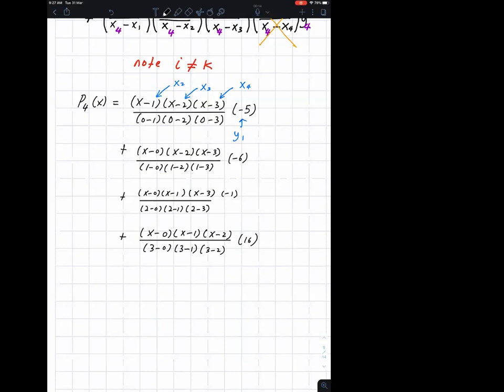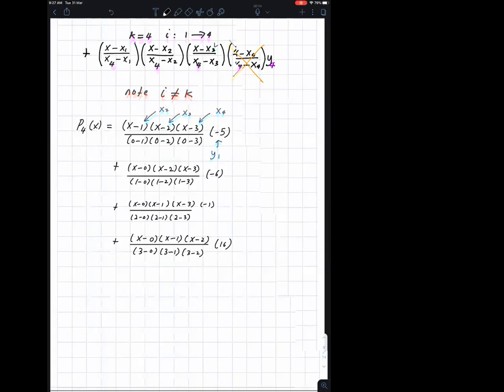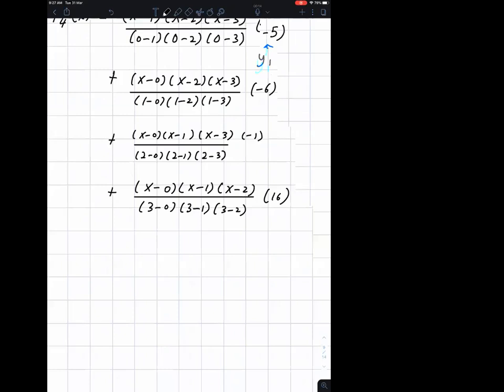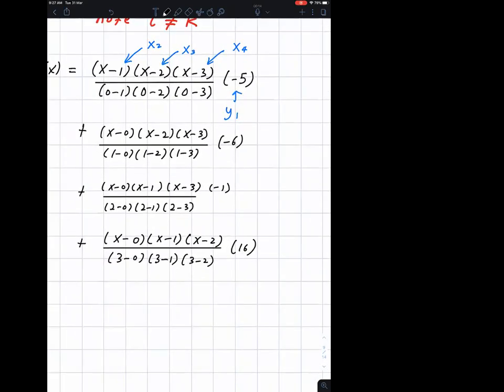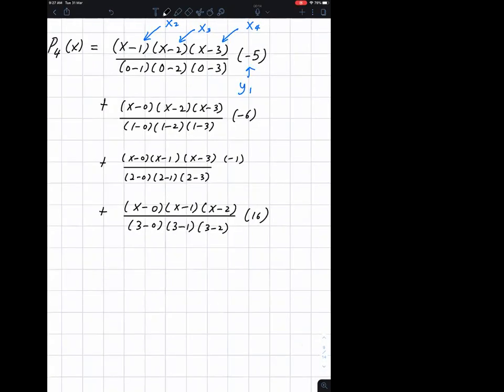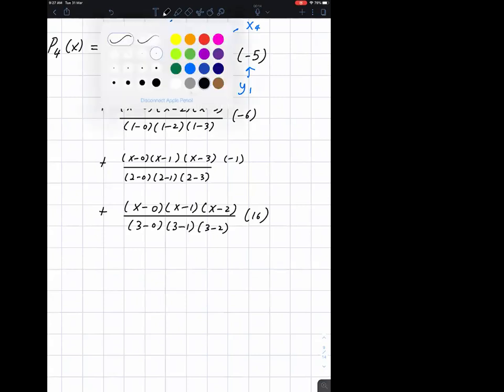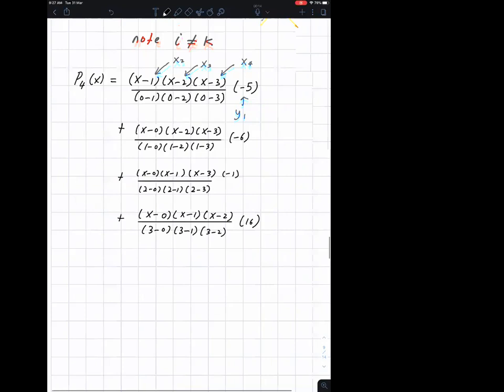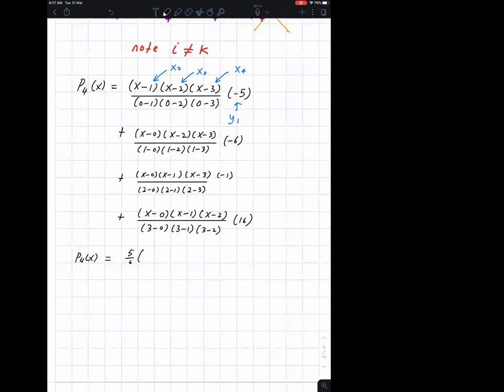Okay, I may make some algebra mistakes. So you just plug in these numbers, like this is the Lagrange polynomial. You can simplify this, but you don't have to simplify too much. Just a little bit more. The first one is going to be 5 over 6, x minus 1 into x minus 2 into x minus 3.